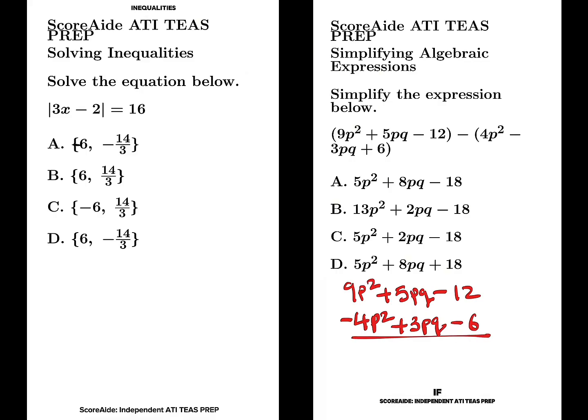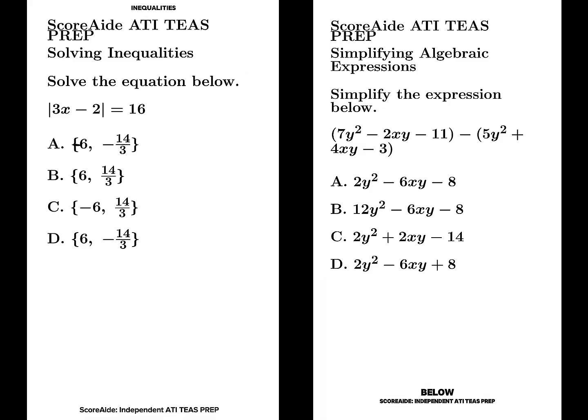Now, if we sum this up, we're going to have 9p squared minus 4p squared is going to give us 5p squared. Now, 5p cubed plus 3p cubed is going to give us 8p cubed. Negative 12 minus 6 is going to give us negative 18. Right? So the answer is A.